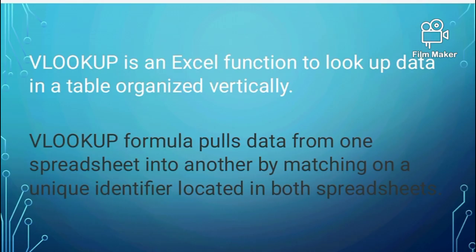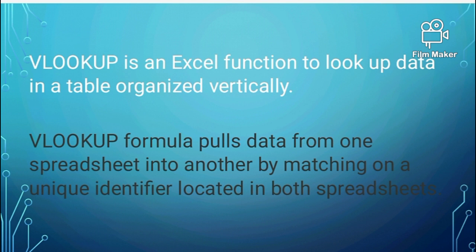The function is to look up data in a table organized vertically. VLOOKUP, that is V for vertical, and we are looking up data organized vertically. When you have a lot of data in a worksheet and you want to pull or extract particular data by matching a unique identifier located in another worksheet, then the VLOOKUP function is very useful to do this.